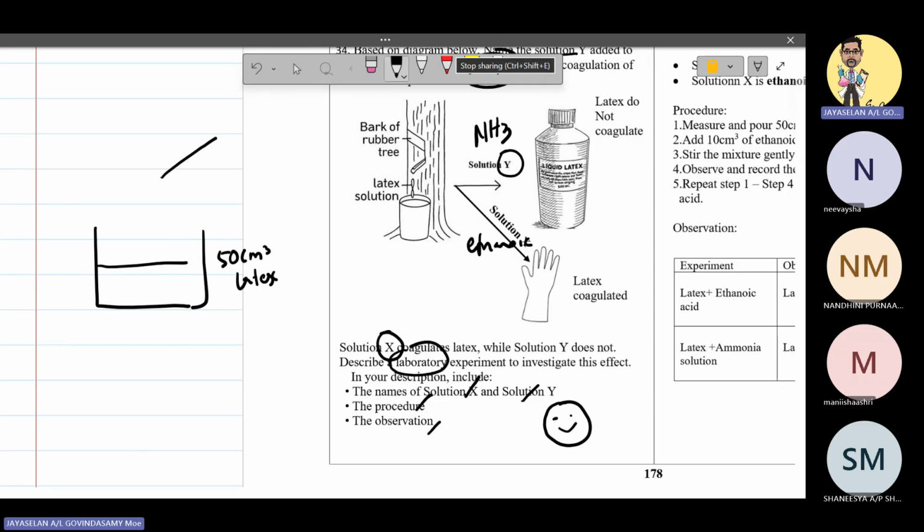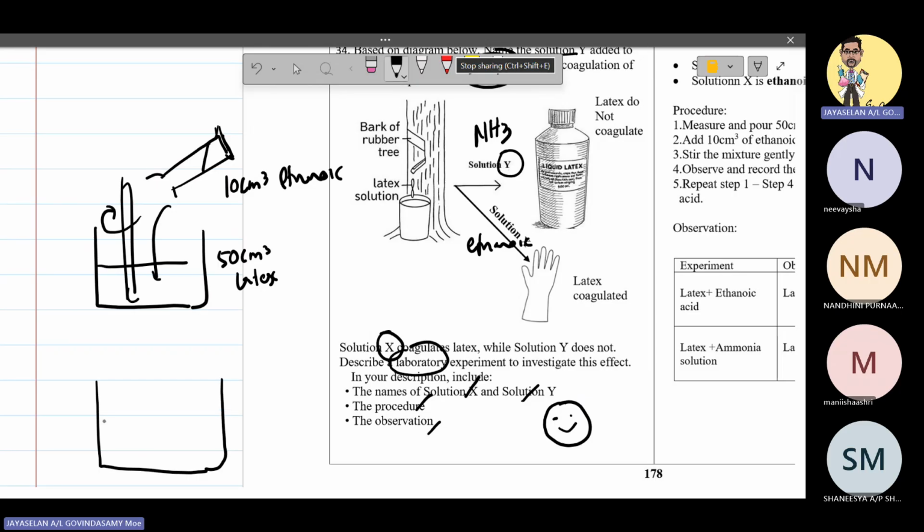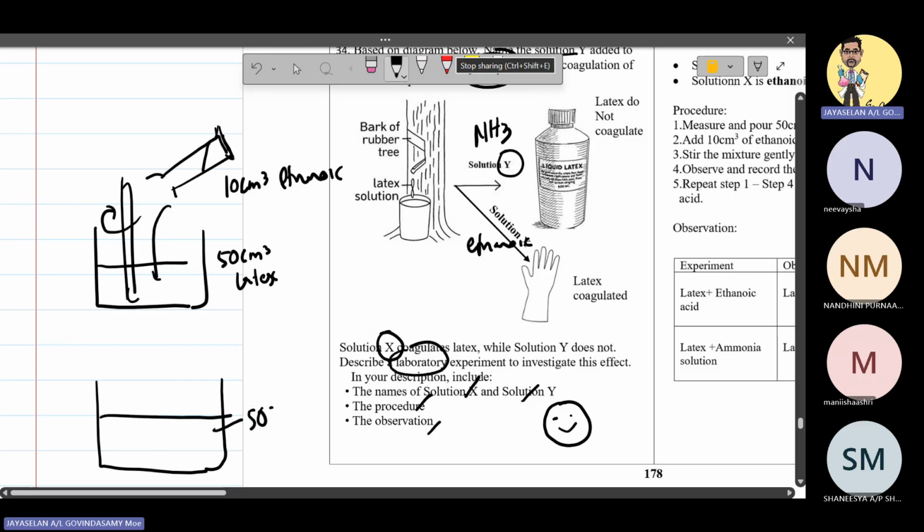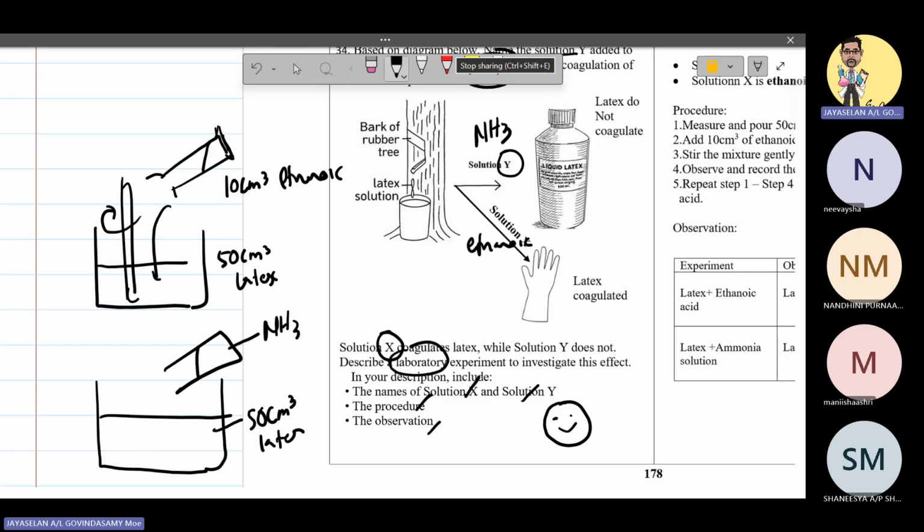Then you take a measuring cylinder, you measure 5 ml or 10 ml. 5 can, 10 can, or 15 also can. You take 10 cm³ of ethanoic acid and pour it in directly. Then you just stir with a glass rod until you see the condition of the latex. Then repeat the same experiment with the same volume and same quantity of latex. Now you pour ammonia solution. Very simple experiment.